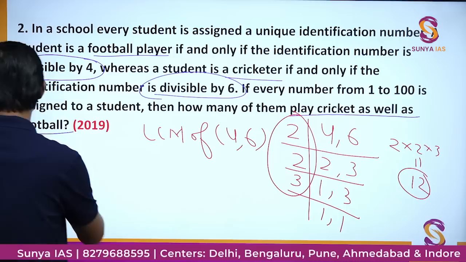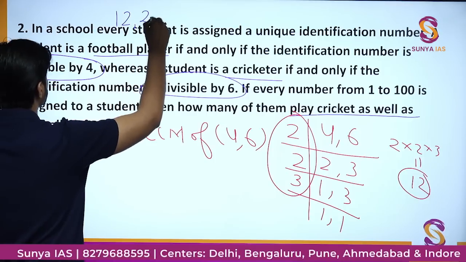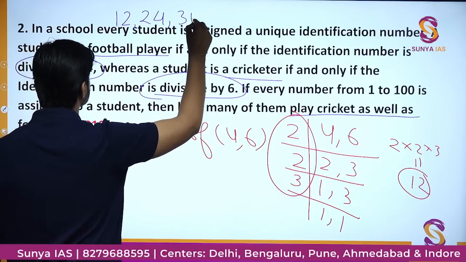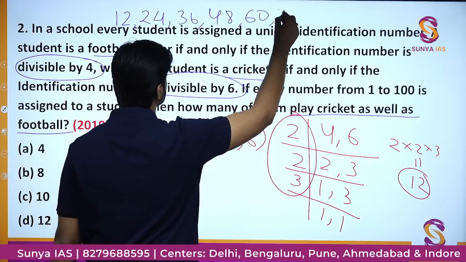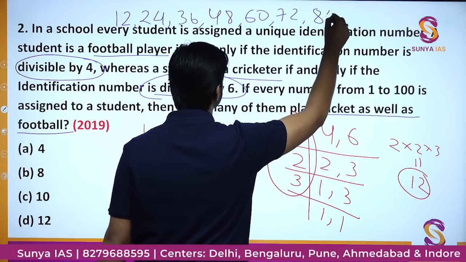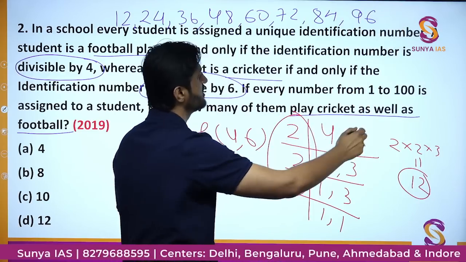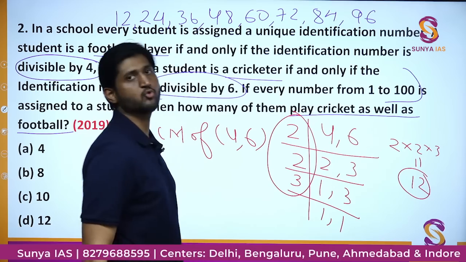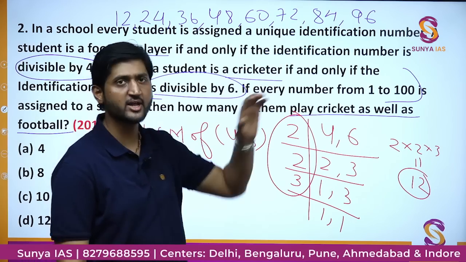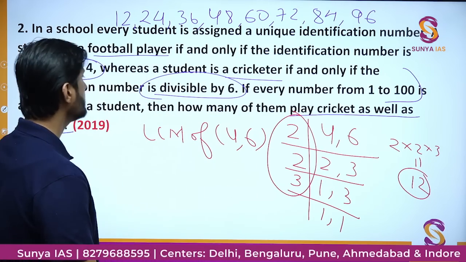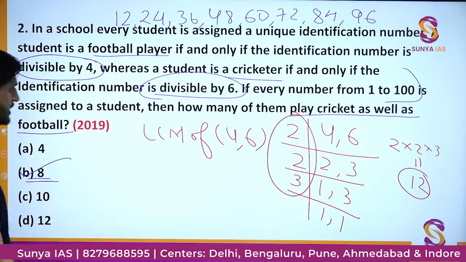And which are all those multiples? So if we start with 12, then we'll have 24, then we'll have 36, 48, 60, 72, 84, 96, and we'll stop because the identification numbers are up to 100 only. So up to 100, there are total 1, 2, 3, 4, 5, 6, 7, 8 players which are playing cricket as well as football. So the answer is going to be option number B, that is 8.